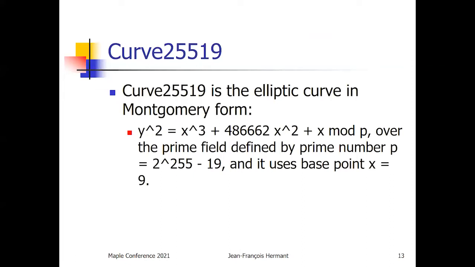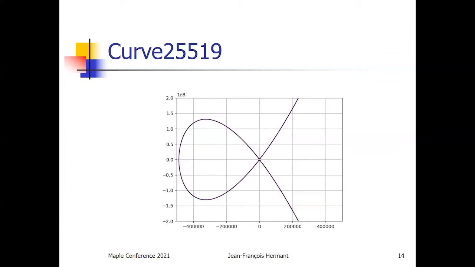So now let us focus on curve 25519. Curve 25519 is the elliptic curve in Montgomery form with the following equation: y squared equal to x cubed plus 486662 x squared plus x modulo p over the prime field defined by prime number p equal to 2 to the power 255 minus 19, and it uses base point x equal to 9. So here we have the graphical representation of this curve, the graph of curve 25519.